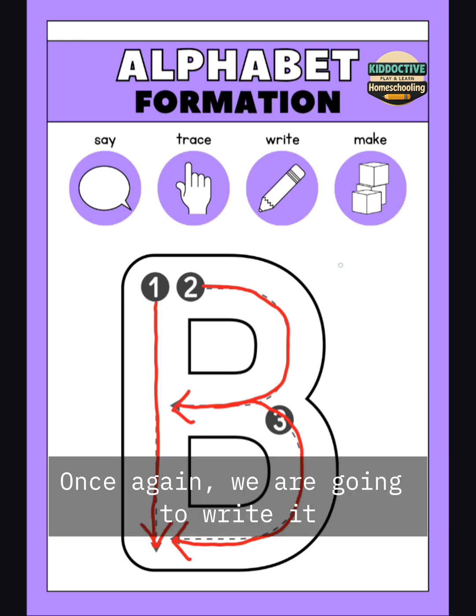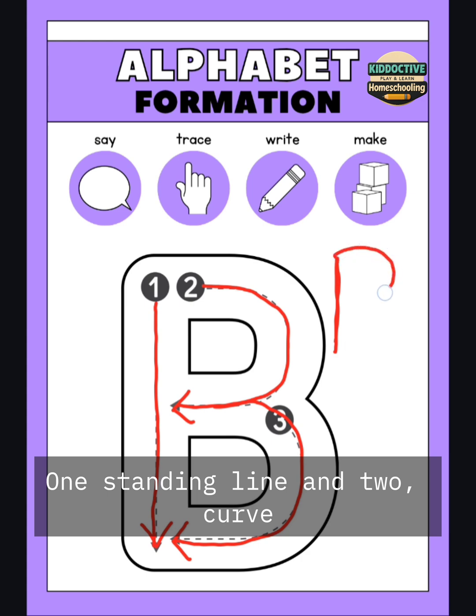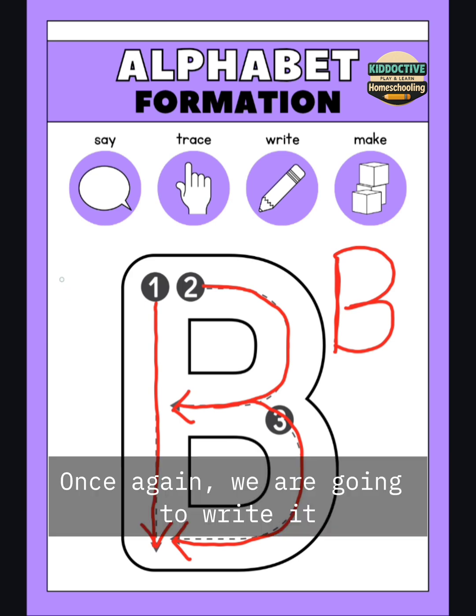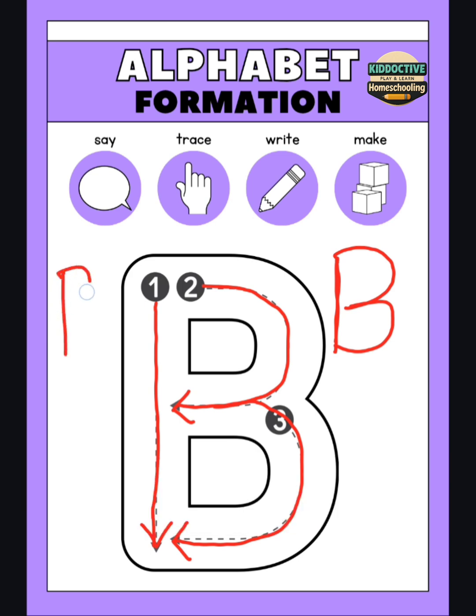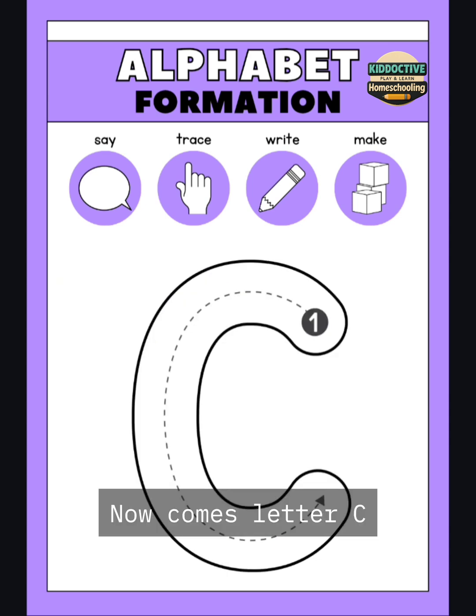Once again, we are going to write it. 1 standing line and 2 curves. What is this? This is the letter B. Once again, we are going to write it. B.